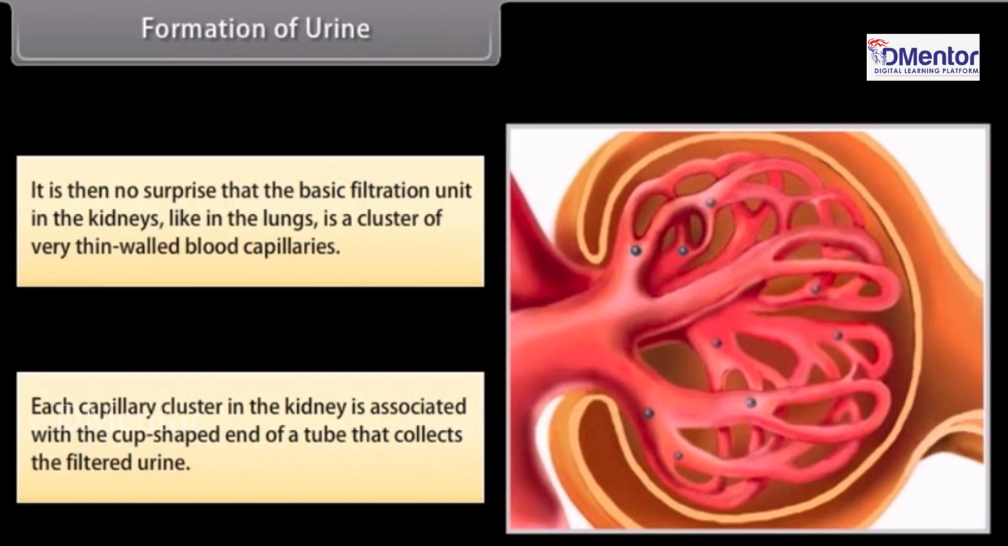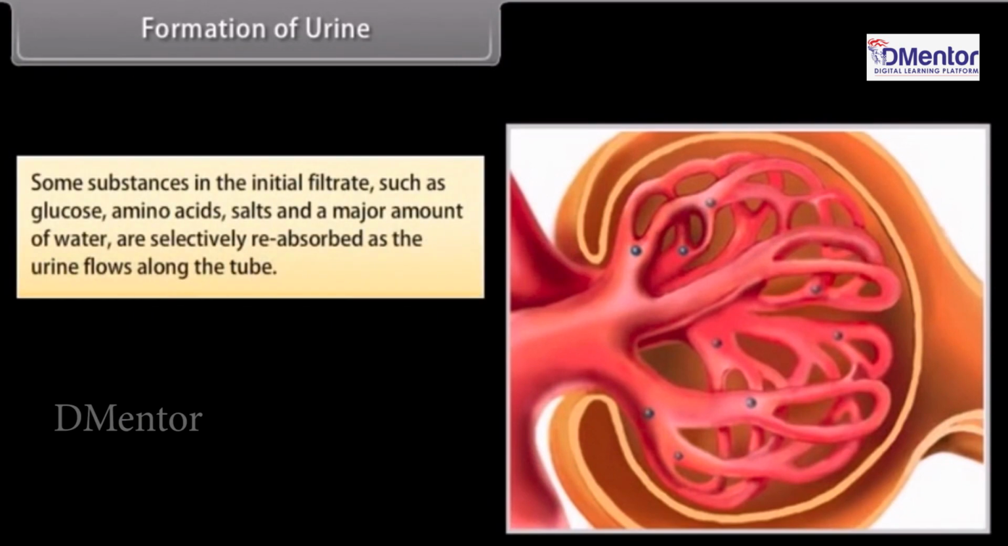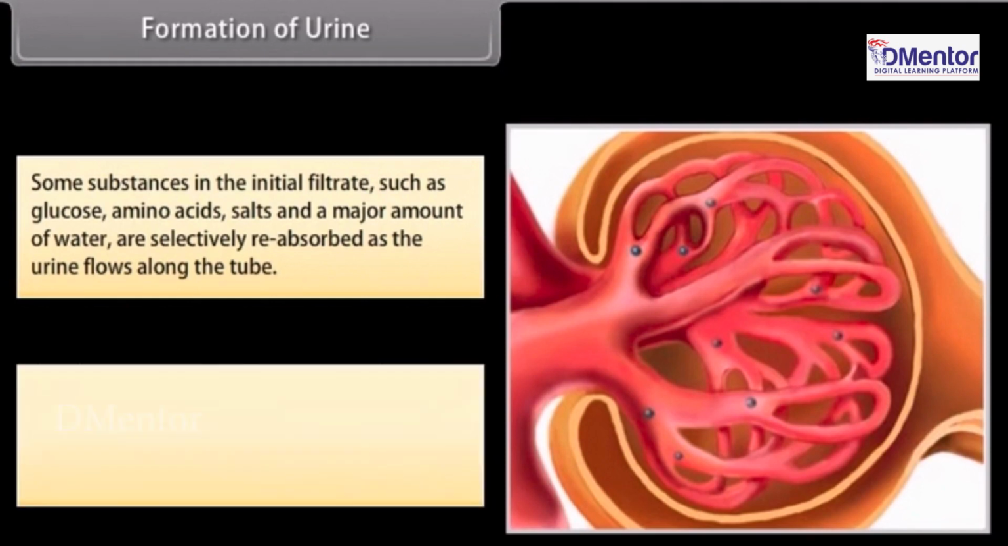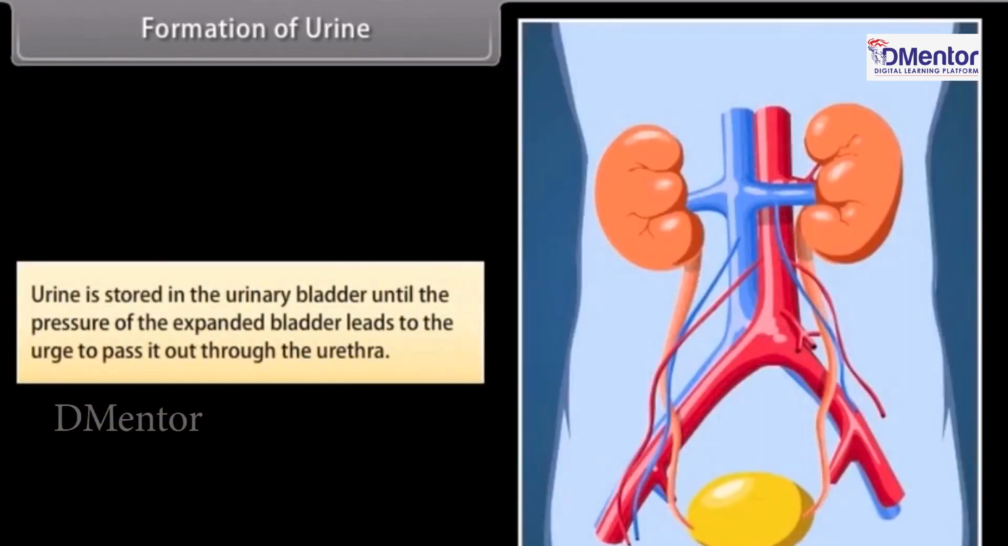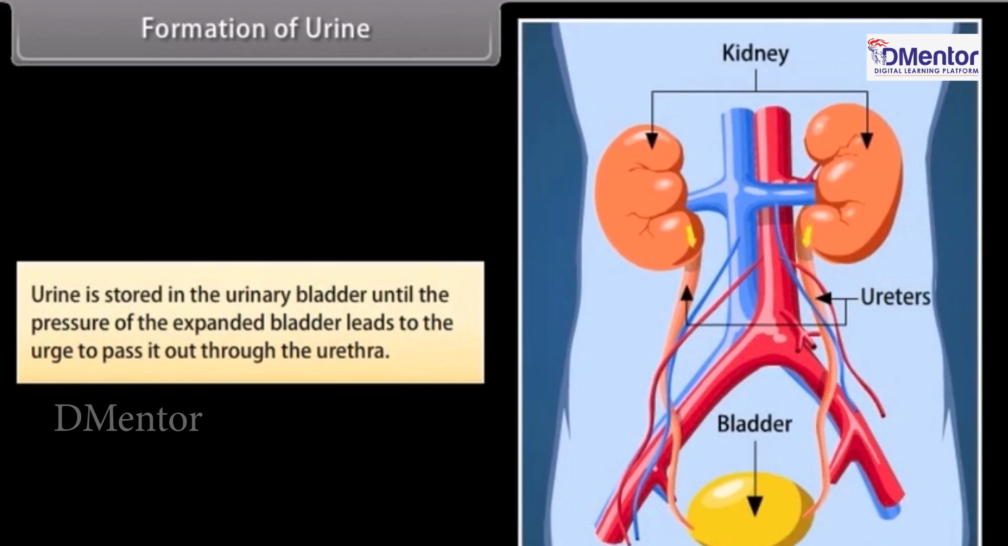collects the filtered urine. Some substances in the initial filtrate, such as glucose, amino acids, salts, and a major amount of water, are selectively reabsorbed as the urine flows along the tube. The amount of water reabsorbed depends on how much excess water there is in the body and on how much dissolved waste there is to be excreted. Urine is stored in the urinary bladder until the pressure of the expanded bladder leads to the urge to pass it out through the urethra.